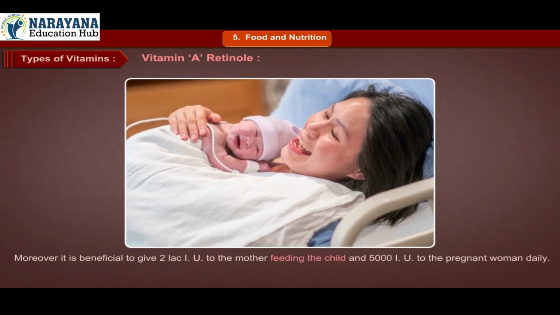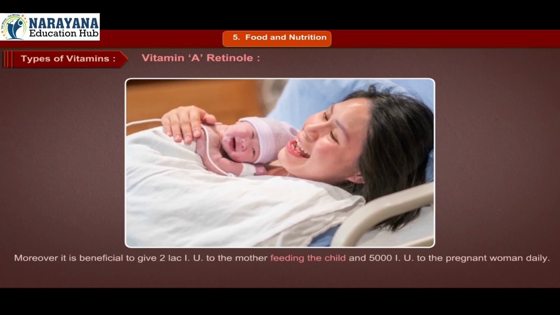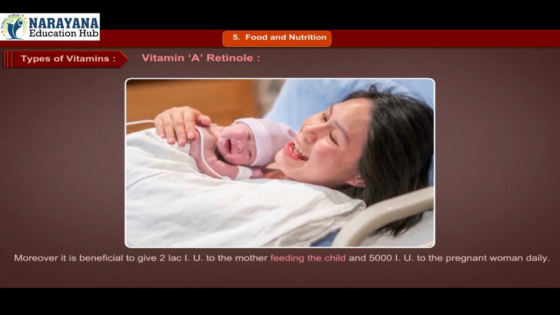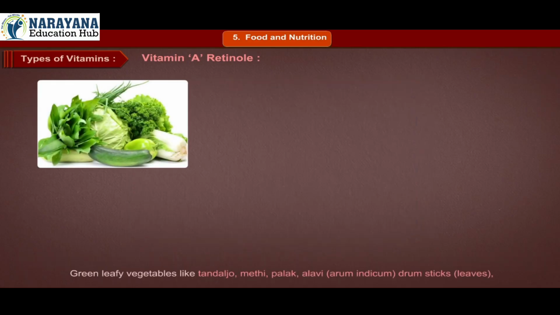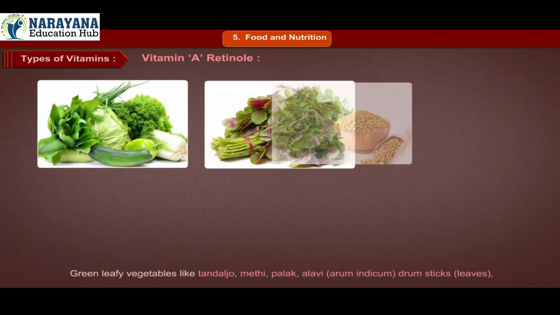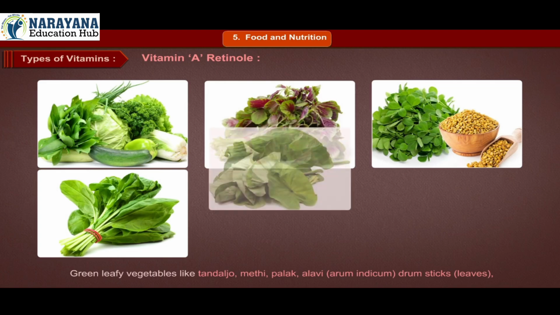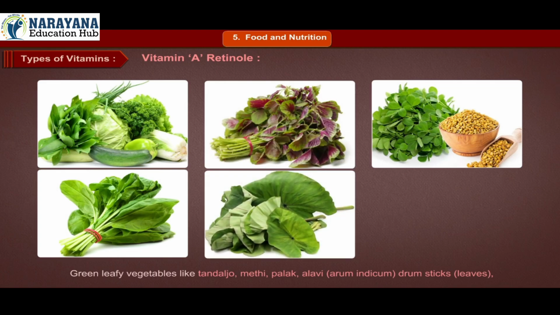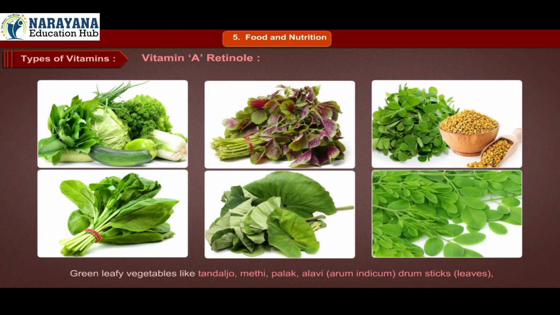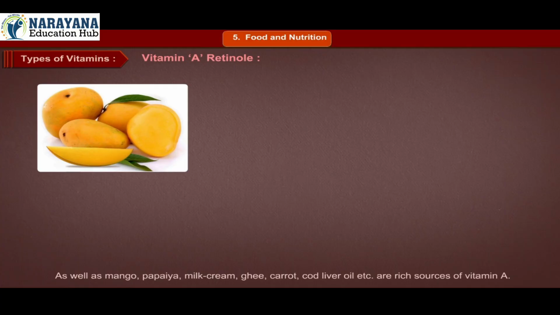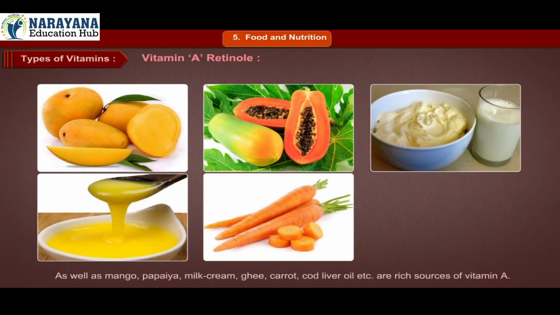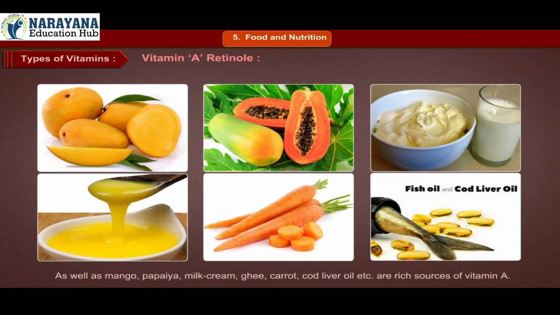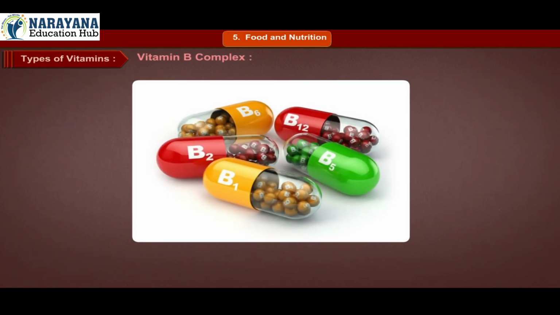Moreover, it is beneficial to give 2 lakh IU to the mother feeding the child and 5,000 IU to the pregnant woman daily. Green leafy vegetables like tandaljo, methi, palak, alvi, that is arum indicum, drumsticks, that is leaves, as well as mango, papaya, milk cream, ghee, carrot, cod liver oil, etc. are rich sources of vitamin A.